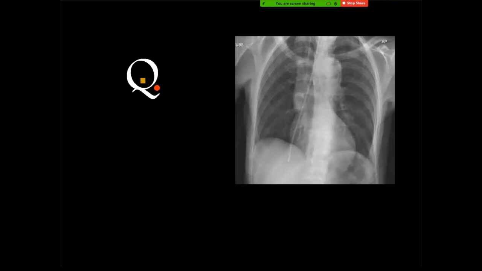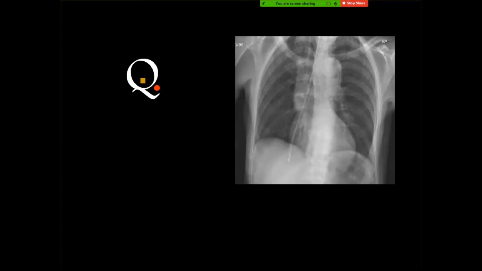Enlargement of a lymph node? Where? In the right hilum, yes, right side. And remember that this chest is not well centralized, and it is markedly rotated. Malposition, yes.